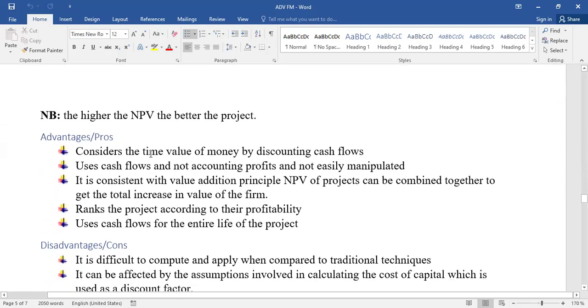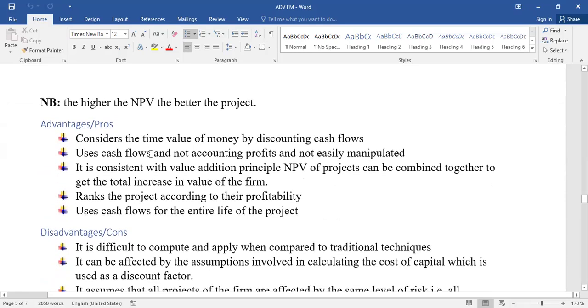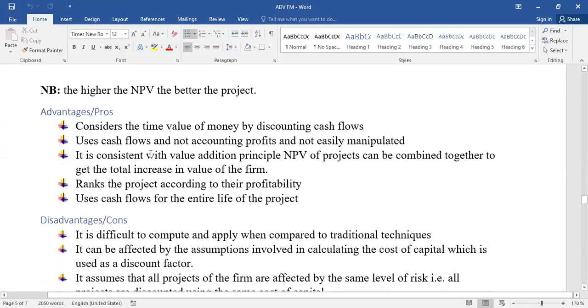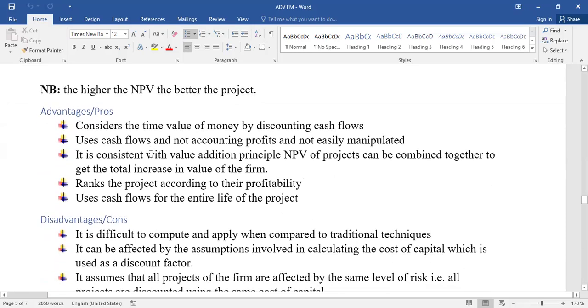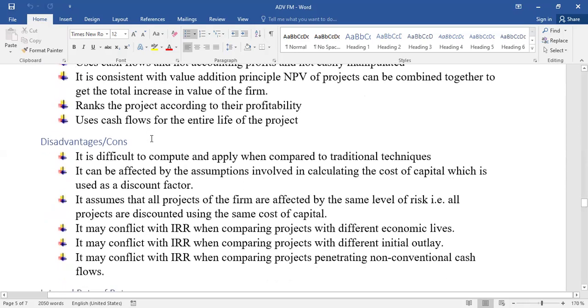Now, when you look at the advantages, which are the pros, we are saying it considers the time value of money by discounting the cash flows. It uses the cash flows and not the accounting profits, so it is not easily manipulated. It is consistent with the value addition principle, where the NPV of the projects can be added together to get the total increase in the value of the firm. We are also told that it ranks the projects based on profitability. It uses the cash flows for the entire life of the projects, right?